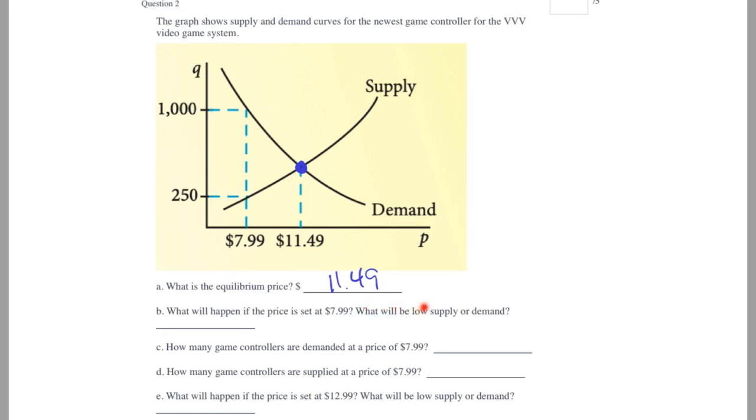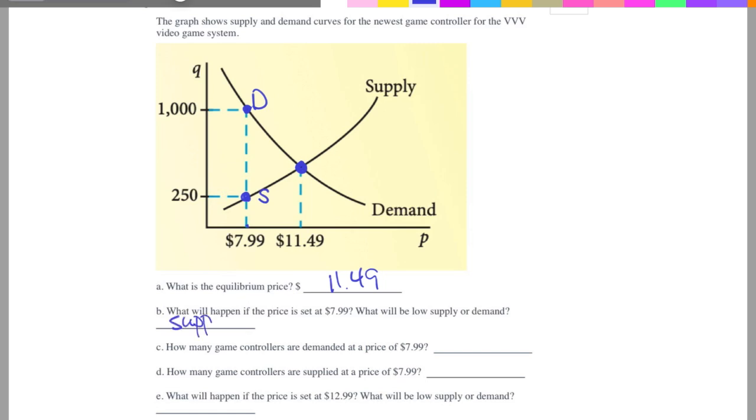What will be low, supply or demand? Should have been a question mark there. So right here at $7.99, the supply is here and demand is up here. So supply is low. Supply is too low for the demand.